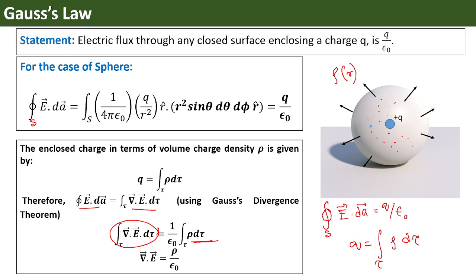Since both sides have a volume integral, their integrands, the quantities inside, should be equal. So you just write del dot E is equal to rho upon epsilon naught. So this is the differential form of Gauss's law, and that is the integral form of Gauss's law.